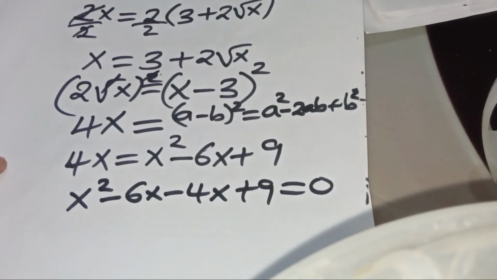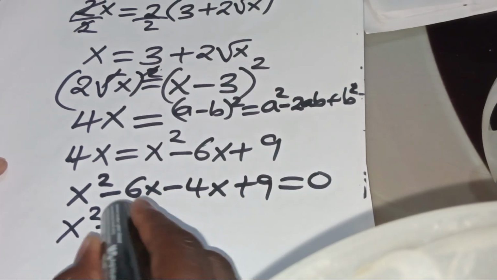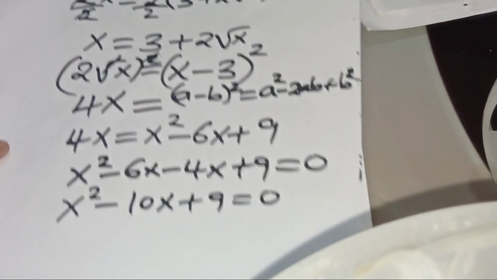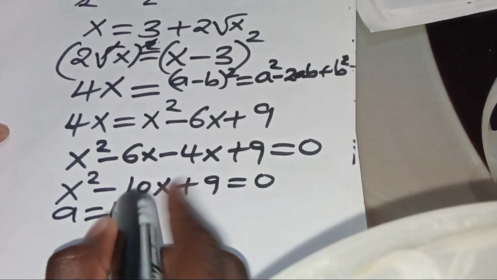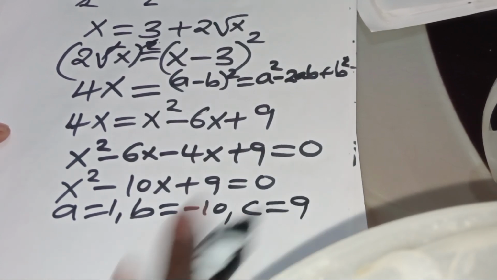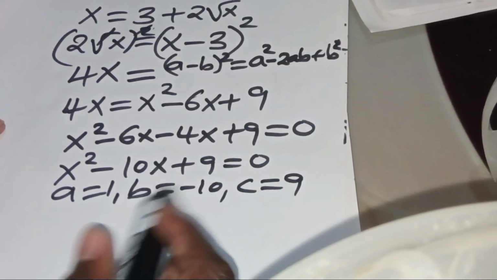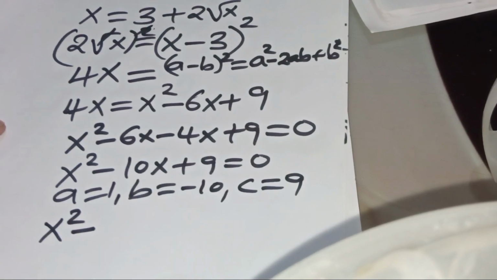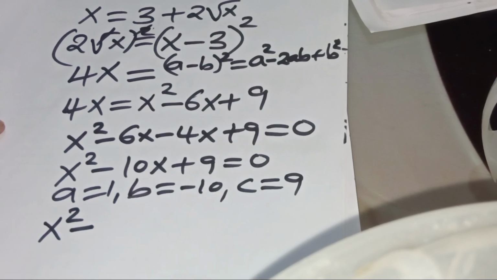All right, so we form a quadratic equation: x to power 2 subtract 10x plus 9 is equal to 0. This is a quadratic equation with a equal to 1, b equal to negative 10, and c equal to 9. So we can apply the factor rule: identify two numbers which, if you multiply them, we'll have 9, and if you add them, we'll have negative 10.